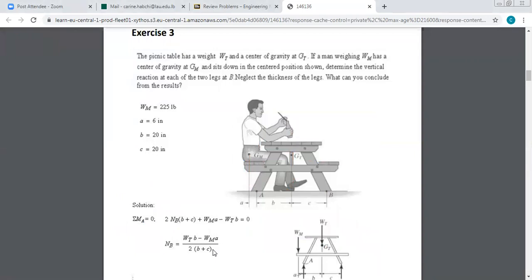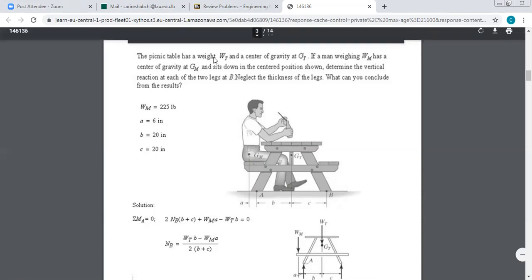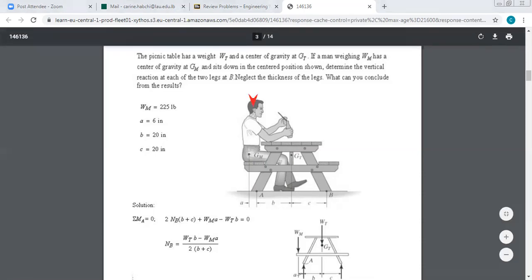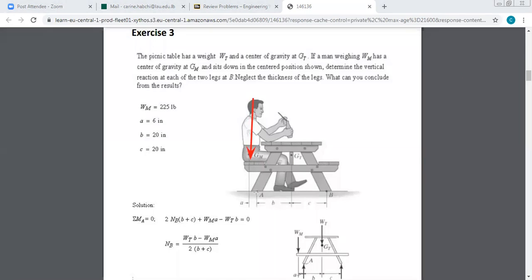What they mean here is that when we design a table, we should design it in a way to support a big weight without tipping over. So for example, if it is designed to hold three persons on one side, let's say we design based on 300 kilograms from one side, we should not have tipping over. What do I mean by tipping over? If you have a large weight here, you have a risk of turning the table about point A, so you risk losing contact with point B. To not lose contact with point B, what is the condition?